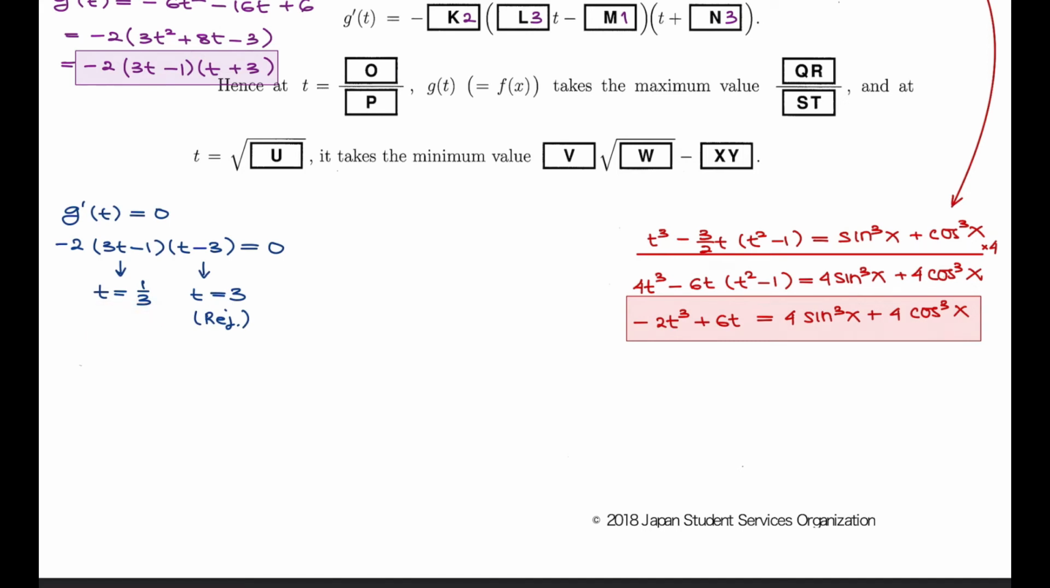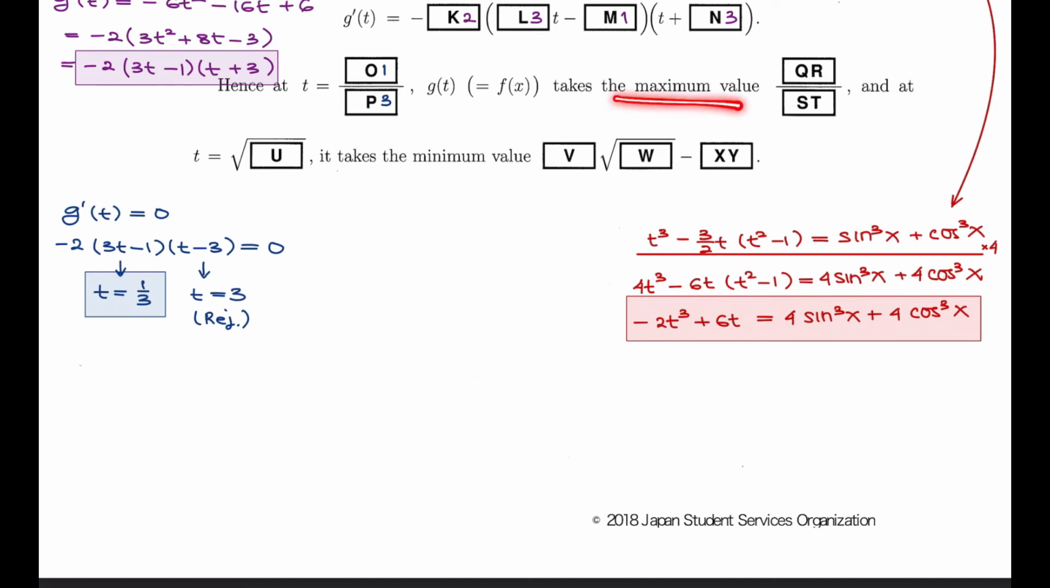So I will not check the second derivative to make sure that this value of t will lead us to the maximum value. I will not check it in this question. It can save our time. So I will conclude that t equals to 1 over 3.